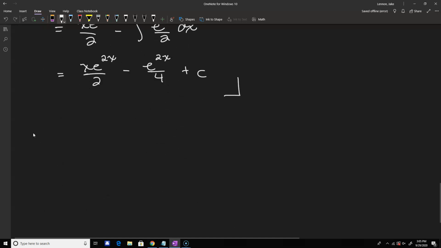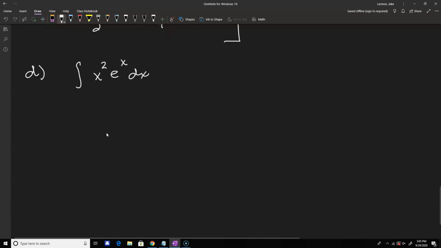What if we added another layer to that one? Maybe we said, okay, what about if it were the integral of x squared e to the x? So this is kind of an interesting one because we'll see something kind of similar happen. Well, this one, it turns out you can't just do in one step. We're going to have to repeat the integration by parts process twice.